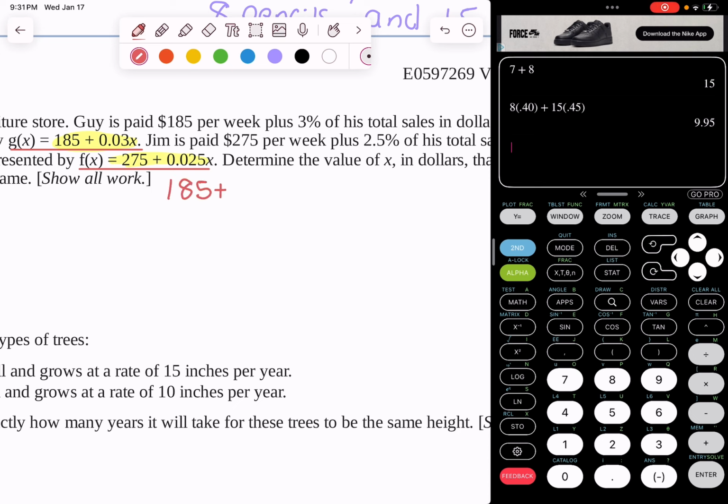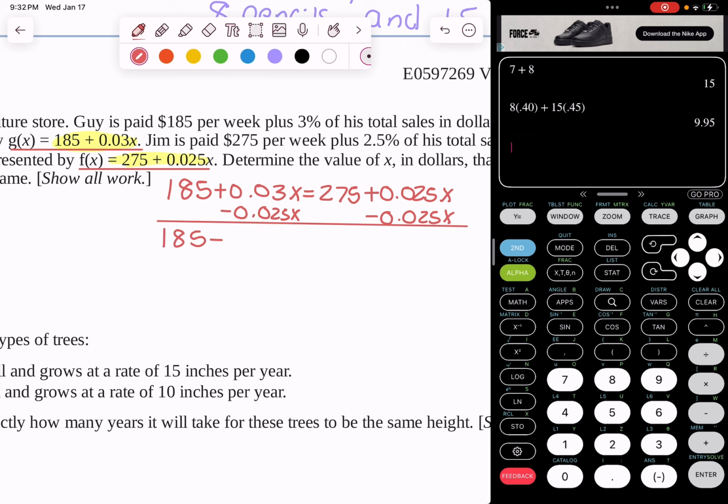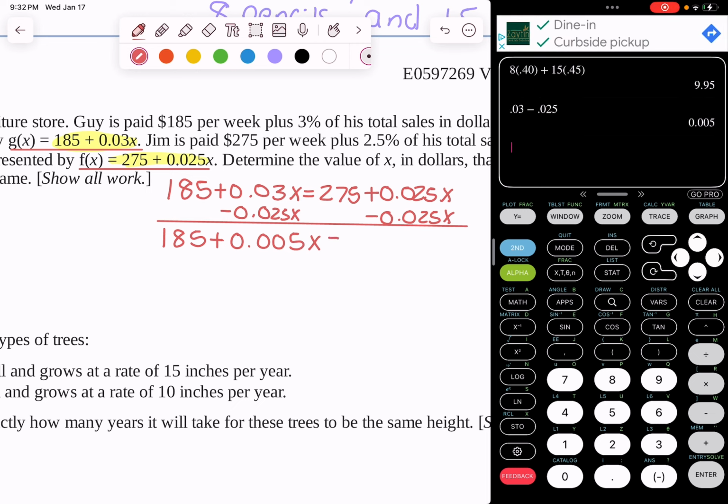185 plus 0.03x is equal to 275 plus 0.025x. All right, I want to get my x on one side, so I'm going to bring this 0.025x to the other side. That will give me 185 plus 0.005x. Let me just make sure that's right. 0.03 minus 0.025. Good. Equals 275. I'm going to bring my constant over by subtracting this 185.